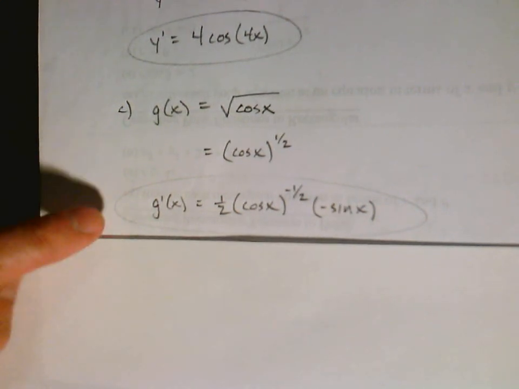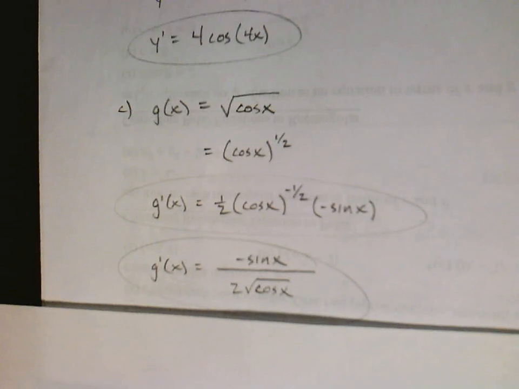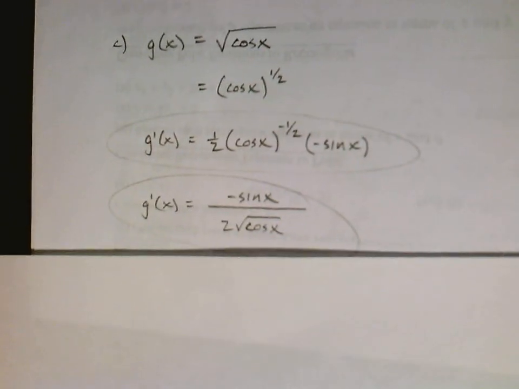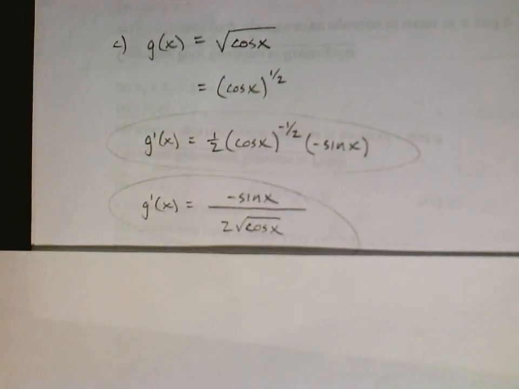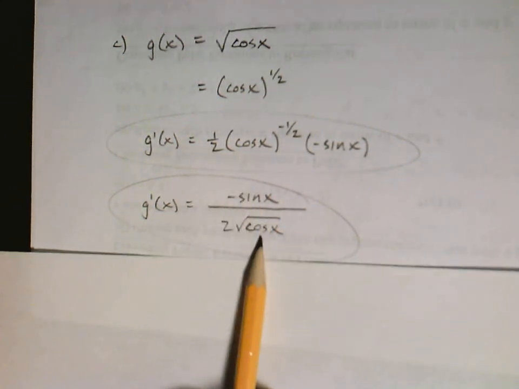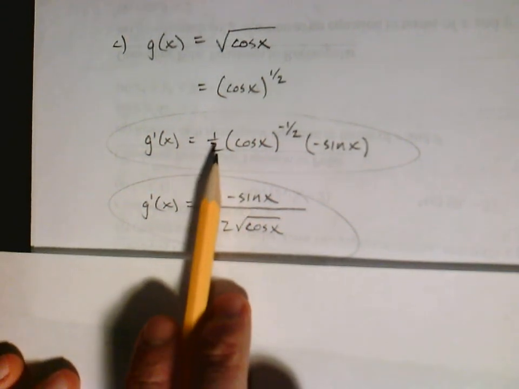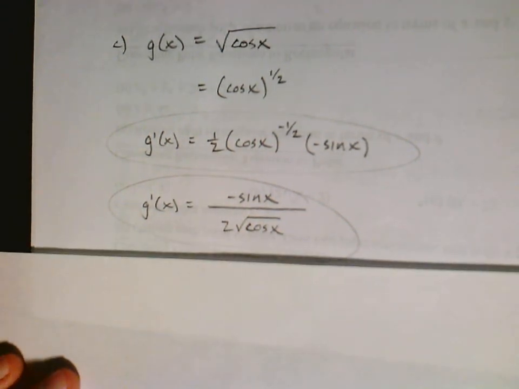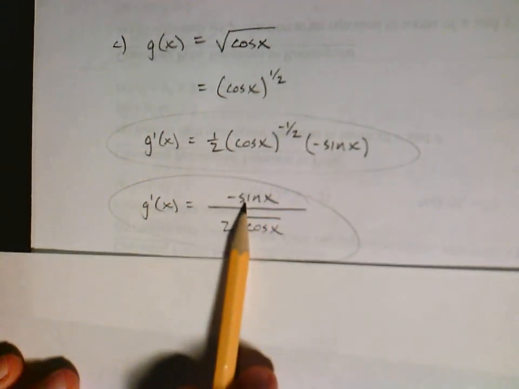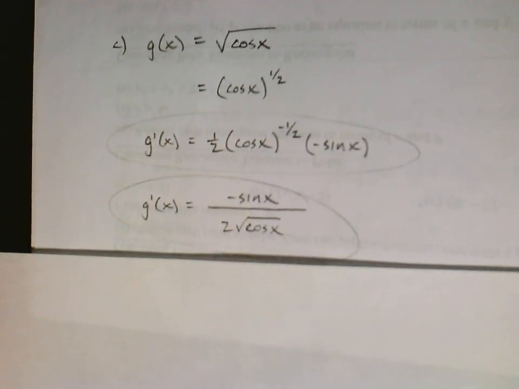So a better way, a simpler way to write that would be like this. I know my cosine to the negative 1/2 can drop to the denominator, and I can even rewrite it as a square root. Since I've got the 1/2 here, that 2 can drop down, and let's just move that negative sign up to the top. And there's the simplified version.